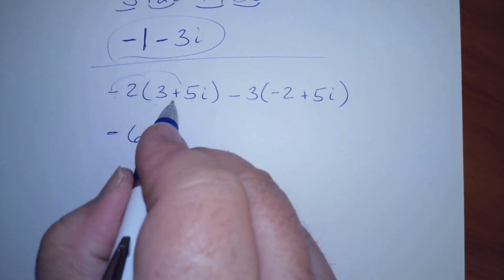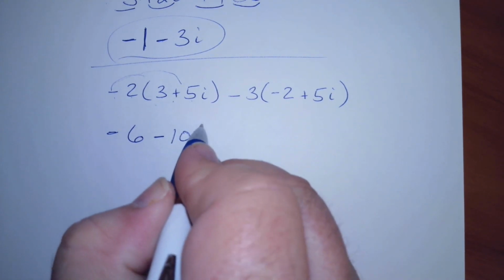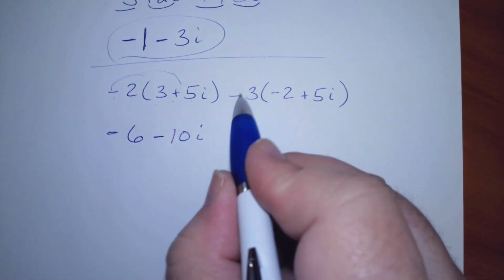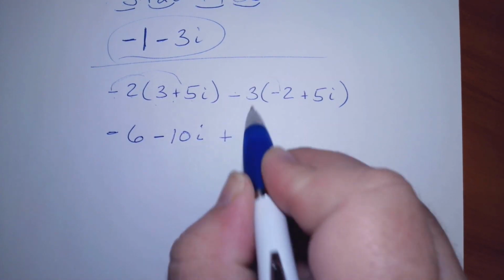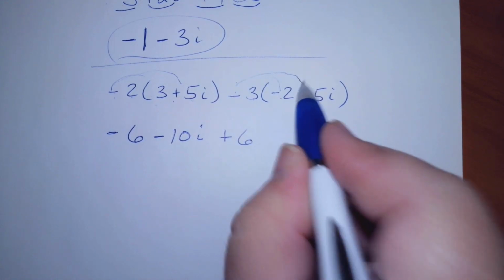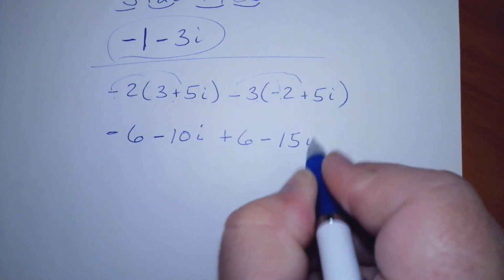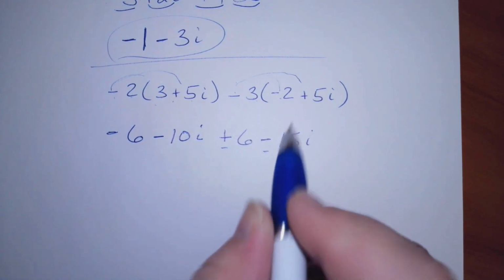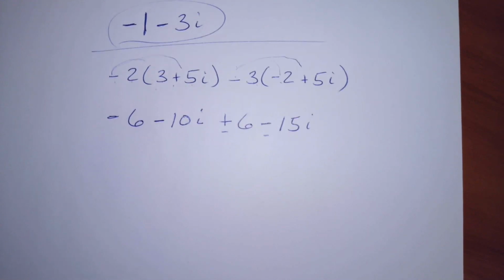Negative times positive is a negative. 2 times 5 is 10. Negative times negative is a positive. 3 times 2 is 6. Negative times positive is a negative. 3 times 5 is 15. Notice how these signs are different than those because the negative sign changes them.